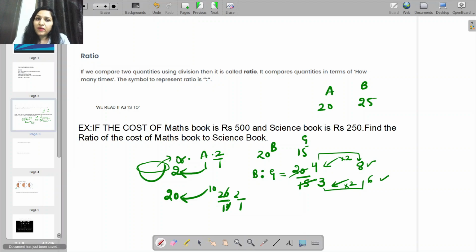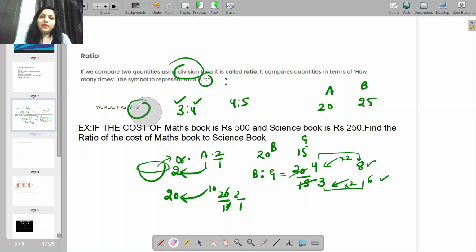So ratio is a way of comparison wherein we use division. Okay, and it is always mentioned in the simplest form using this symbol, these two vertical dots which are colon. How do we read it? We read it as "is to". If it is written something like this, we read it as 3 is to 4, 4 is to 5. So whenever a ratio is being asked, you have to use the division method. It has to be written in the simplest form and we read it as "is to". Okay, let's take one more example.